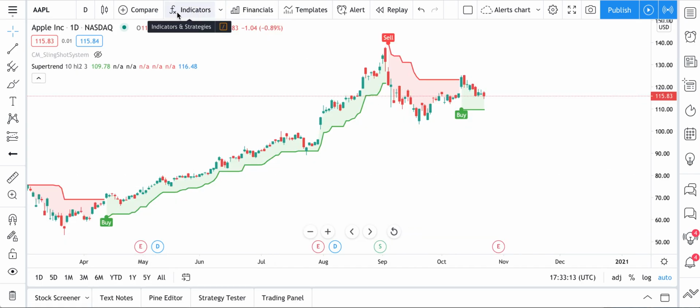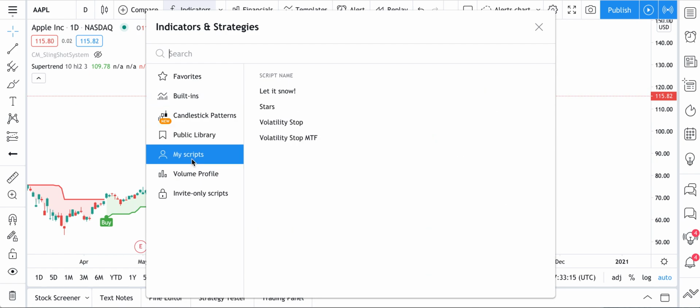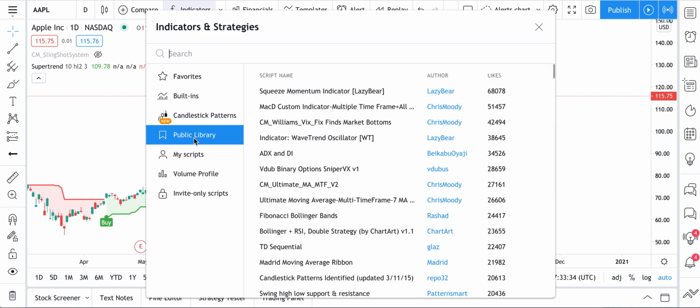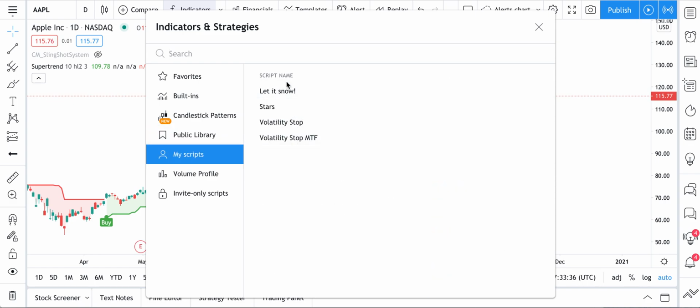Okay, so we were at the My Scripts section. The My Scripts section is where you can find the scripts that you've coded or created using PineScript. As you can see, we have a Let It Snow script, stars, volatility stop, volatility MTF. Additionally, these are our scripts, easily accessible right here. You can also find them in the public library. But for those who code up their own scripts often, they can always just come right here to My Scripts in the Indicators and Strategies menu and instantly locate them.